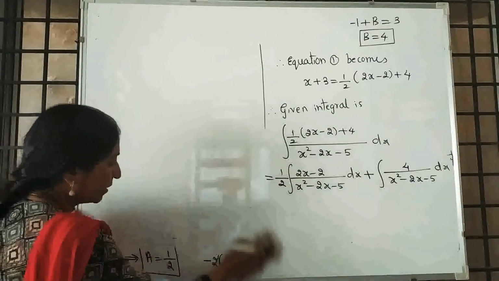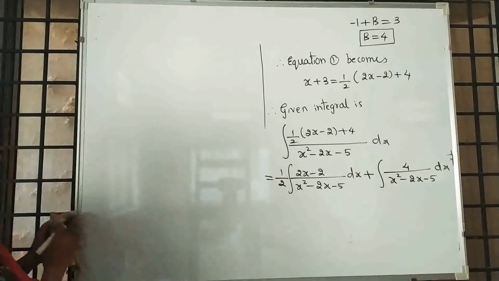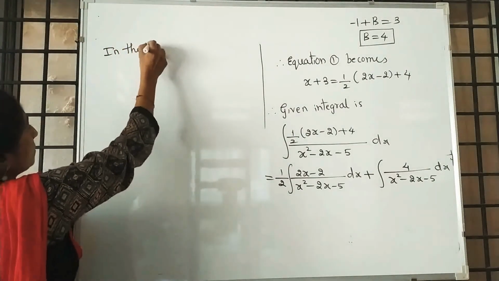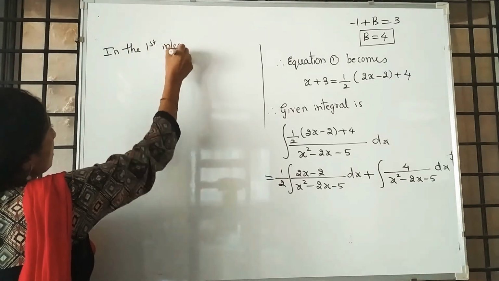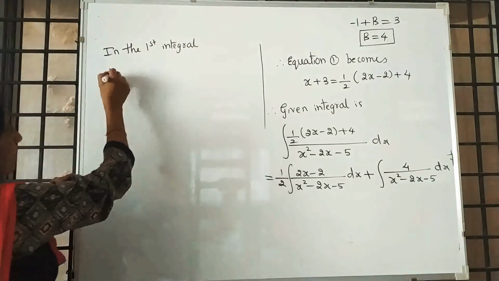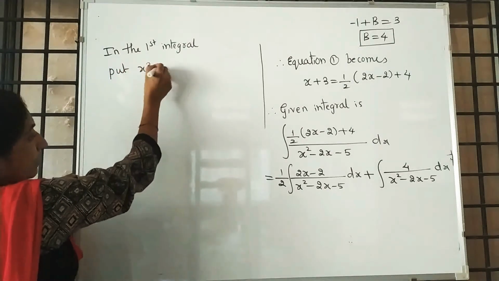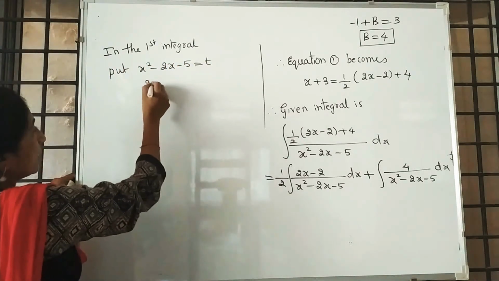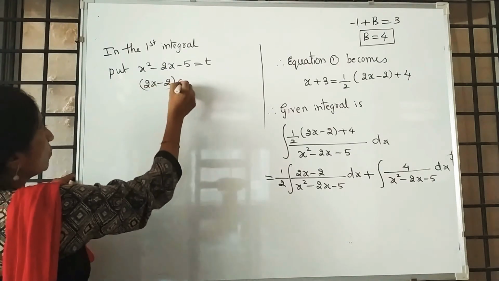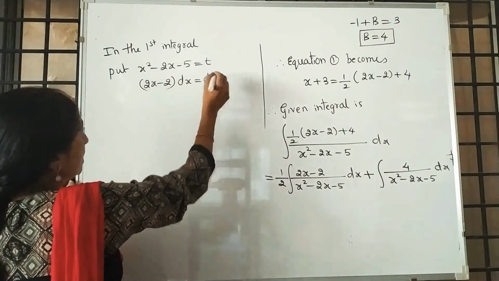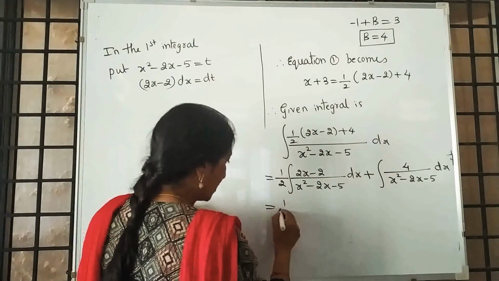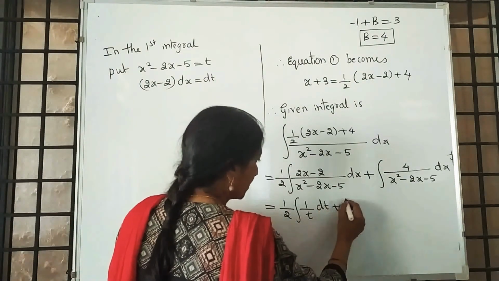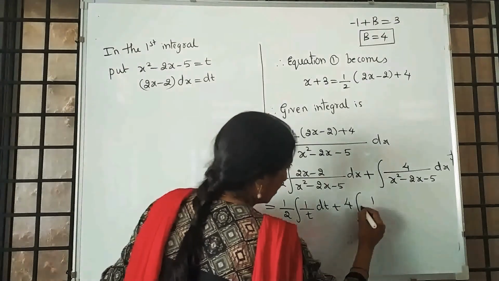See, the first one directly gives you the differentiation. In the first integral, put x square minus 2x minus 5 as t. That is, (2x minus 2) into dx is dt. It is 1 by 2, 1 by t into dt, plus 4 outside, 1 upon.